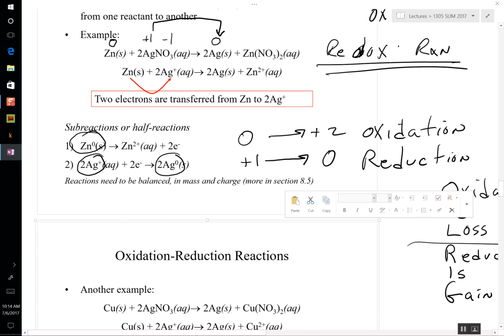We always talk about oxidation reduction reactions. You will never talk about an oxidation reaction alone. Oxidation doesn't happen unless reduction happens at the same time. So they are always oxidation reduction reactions. Something is being oxidized, something is being reduced.